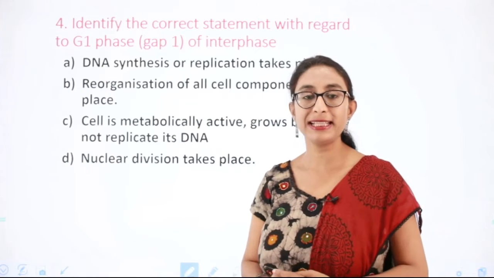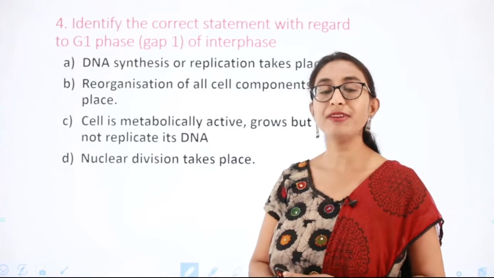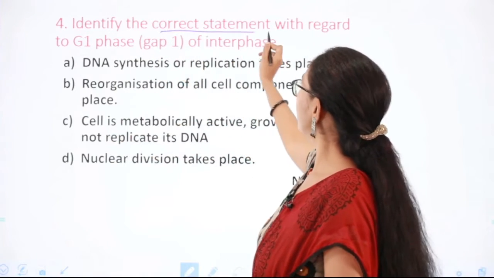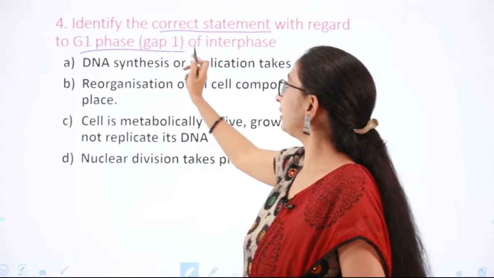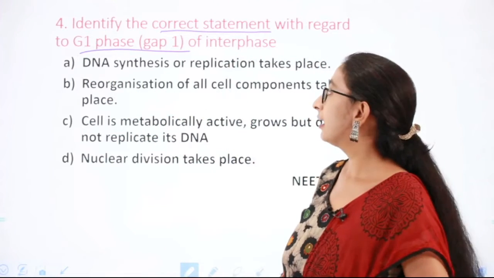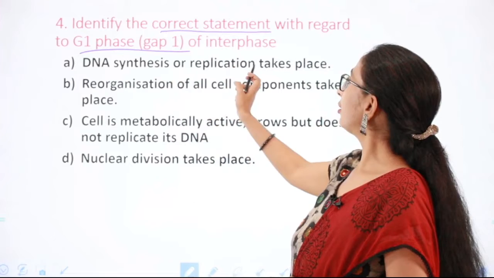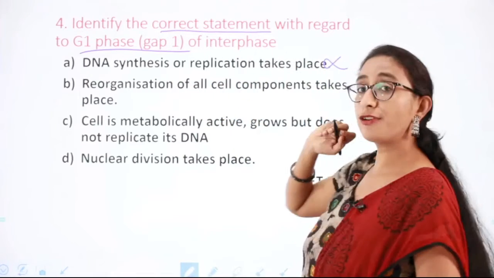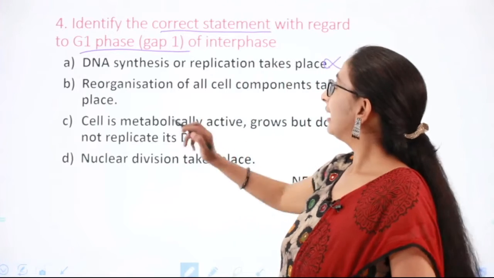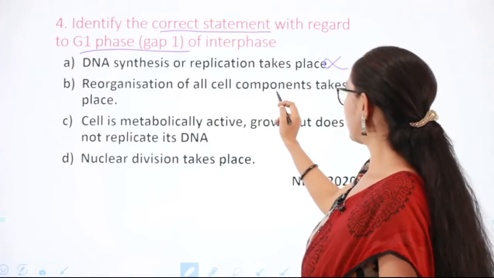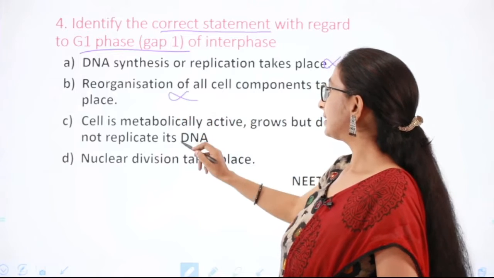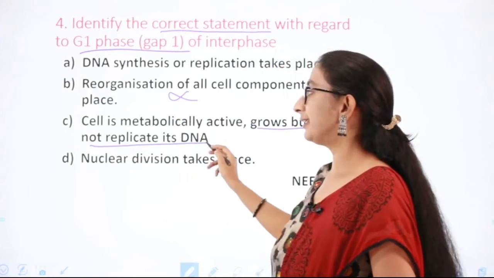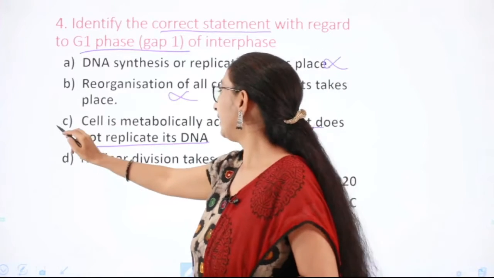Identify the correct statement with regard to G1 phase of interphase. So, among these four, which is the correct statement with respect to G1 phase or the gap 1 phase of interphase? The DNA synthesis or replication takes place? No, that is wrong, because the replication of DNA happens in S phase. The reorganization of all the cell components occur? No. The cell is metabolically active, it grows, but it does not replicate the DNA. Yes, this is the right answer.